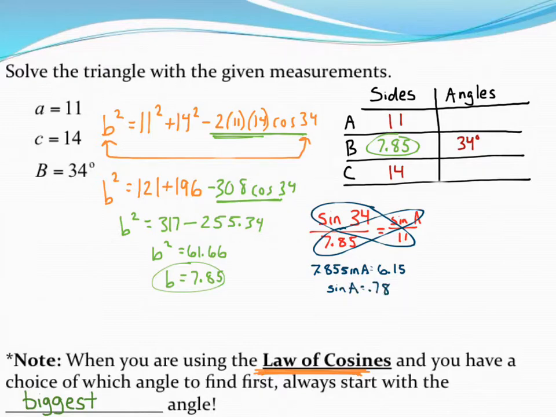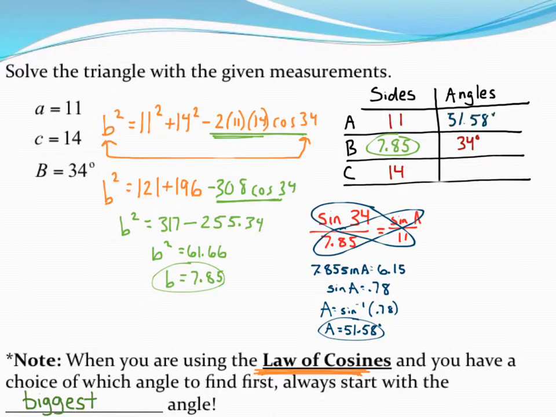And finally, doing an inverse sine to find angle A, I find that angle A comes out to be about 51.58 degrees. So let me go ahead and add that into my table as well. So I've got almost all my information now, so this was 51.58.